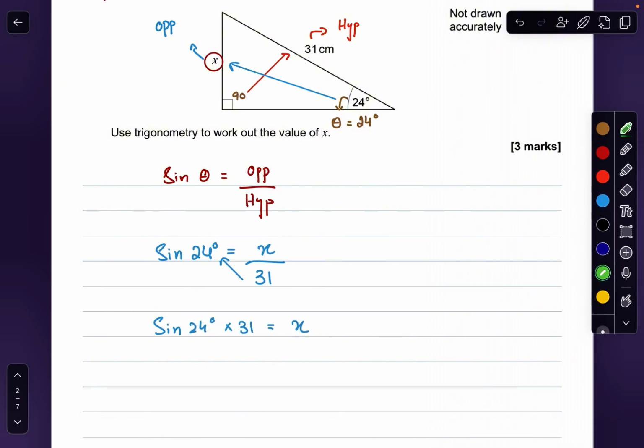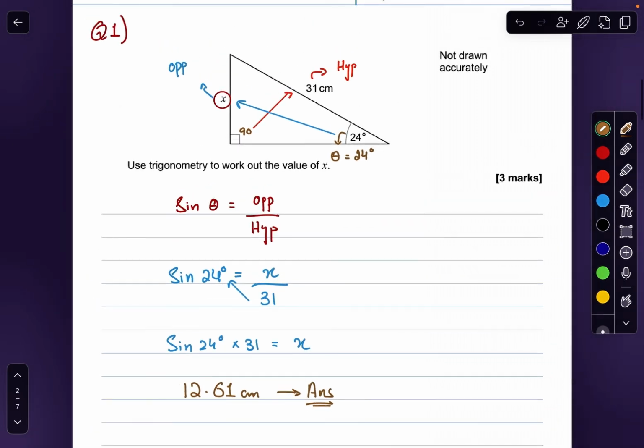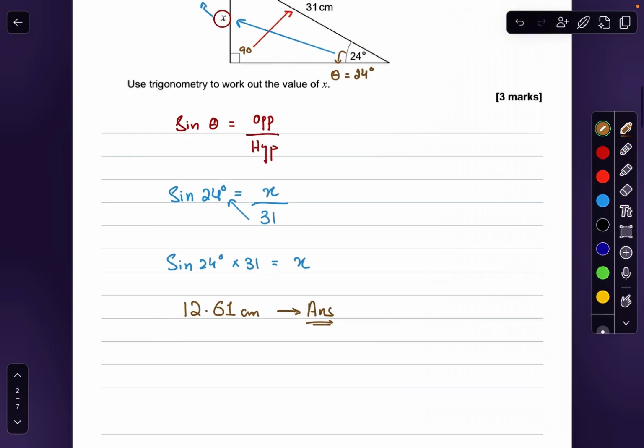And we know x is basically the opposite. You can use your calculator for that and multiply this. So sine of 24 times 31. When you multiply it, you'll get the final answer as 12.60, and you can say 6, not 0. When you take it to 2 decimal places, it would be 12.61 after rounding it off, with centimeters as the unit. So that would be your solution for this question. It means the opposite here is 12.61 centimeters. That's how you have to solve the question.